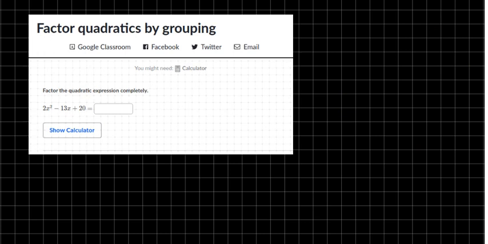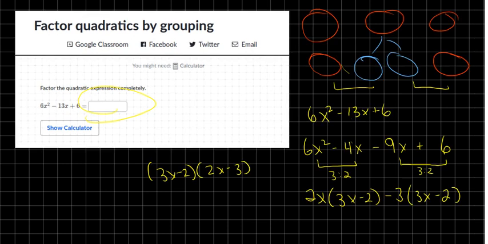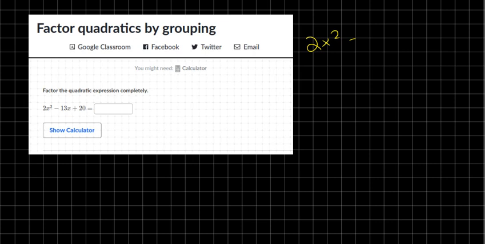Okay, last one that we're going to do, we're going to have 2x squared minus, isn't that the one I just did? Nope. Okay, 2x squared minus 13x plus 20. Sorry, they're all starting to look a little bit the same. And I want to divide this one up into two parts. Okay, and we're going to have multiplied by the same factor here.